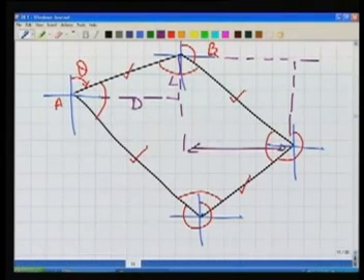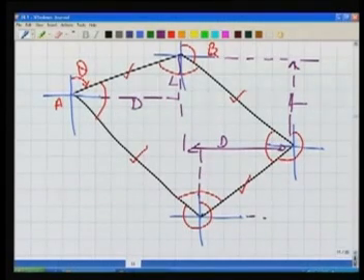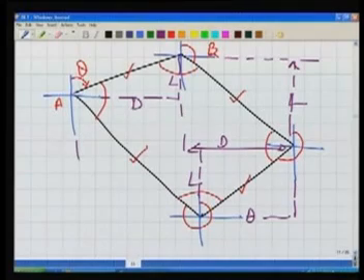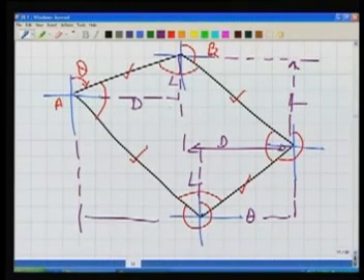So that's the value of the departure and this is the value of the latitude. Similarly here for this point, this is latitude and this particular value will be departure, and here this is latitude and this is departure.